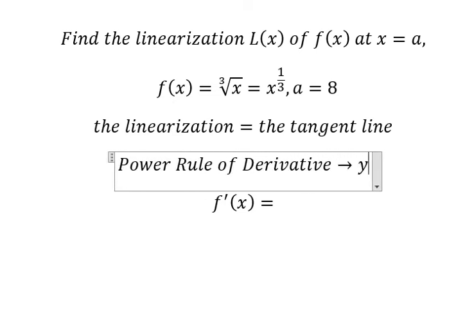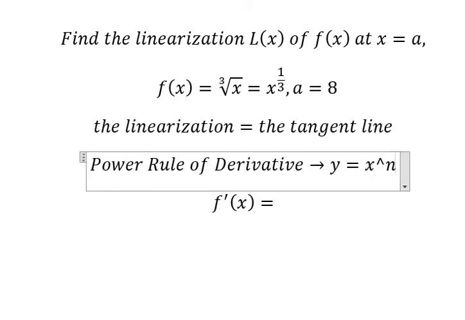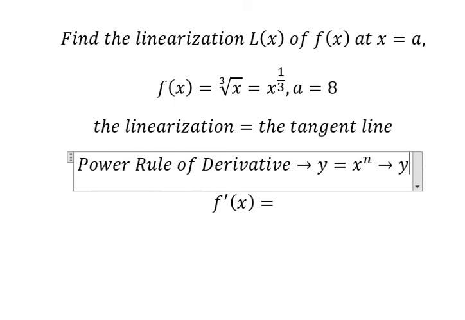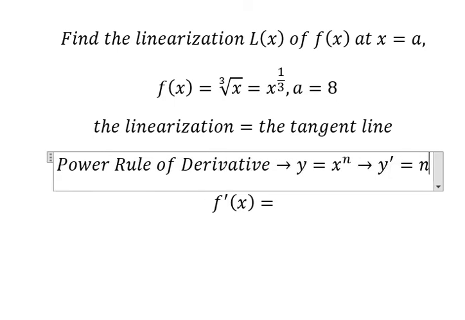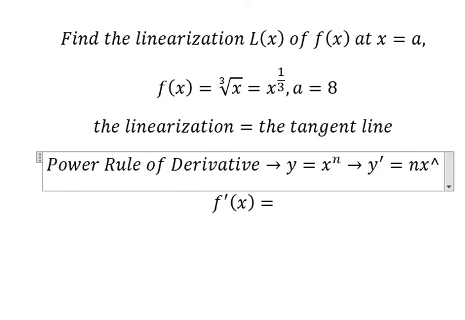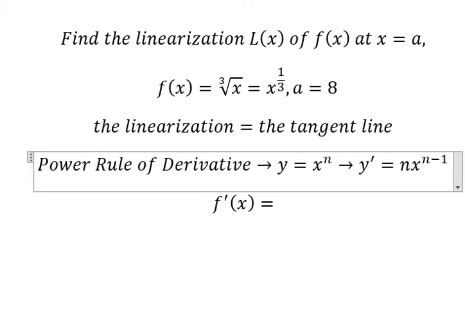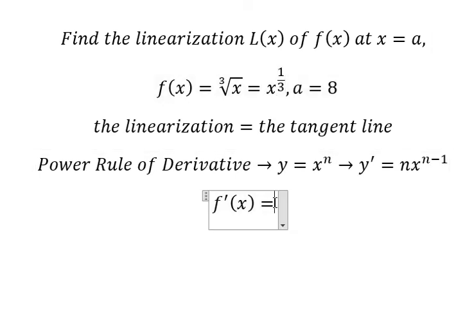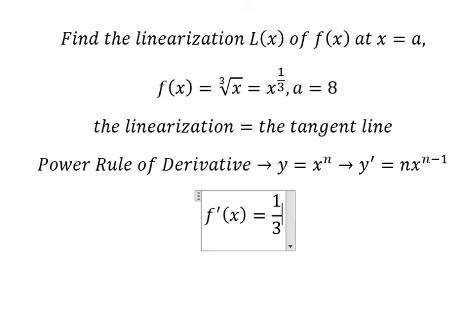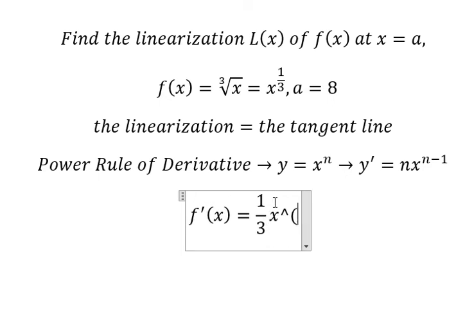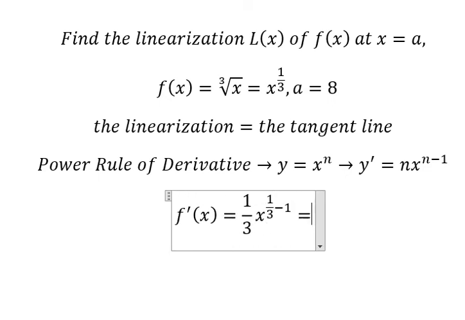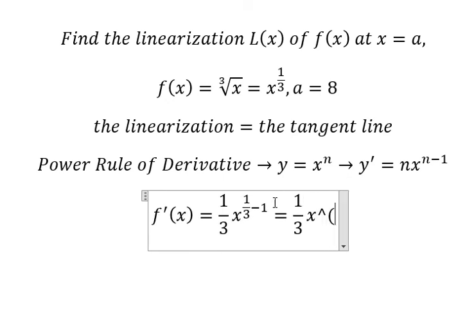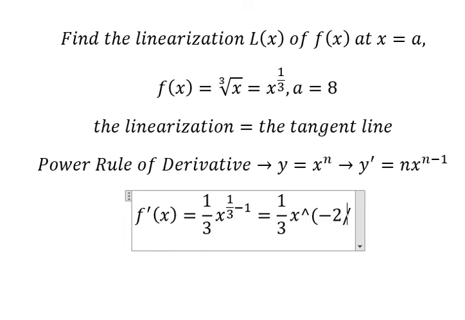So that's s to the power of n. If we take the derivative of this one, we have n s to the power of n minus 1. So if we take the derivative of this one, we have 1 over 3 s to the power of 1 over 3 minus 1. And then we will have negative 2 over 3.